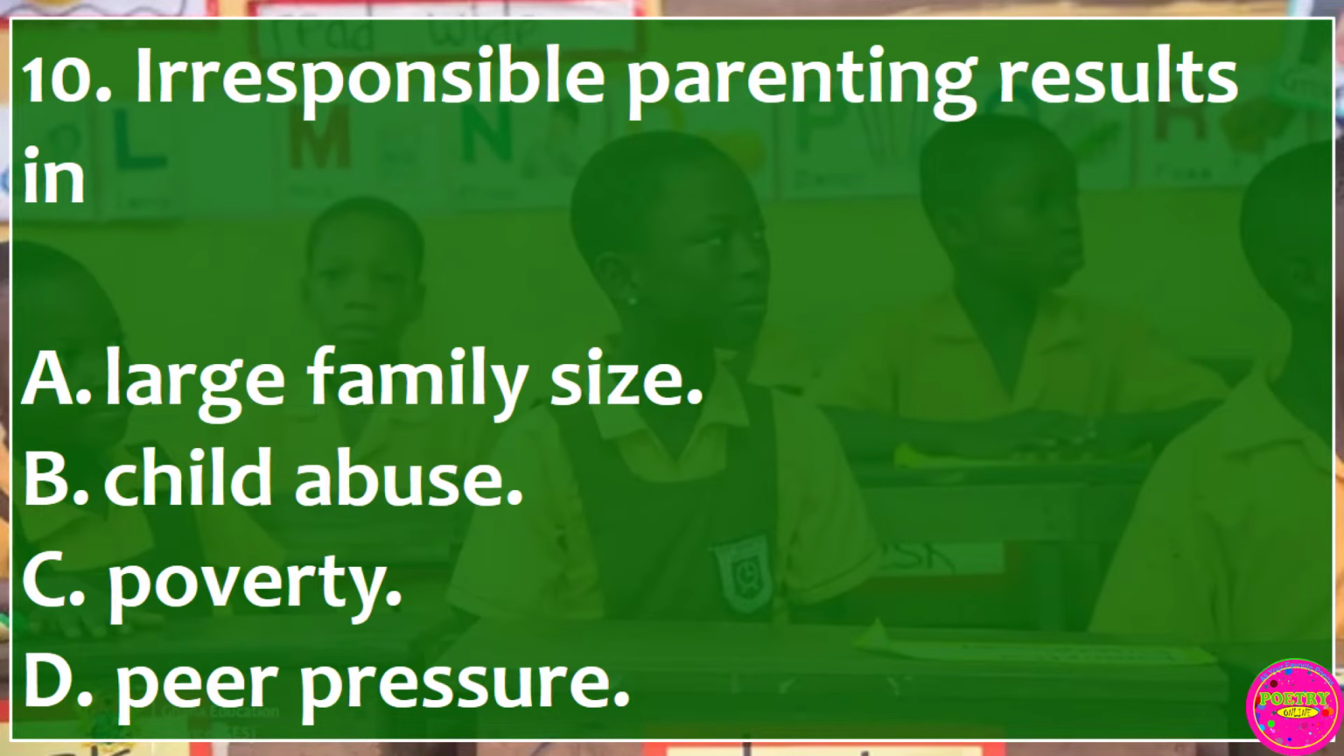Question 10. Irresponsible parenting results in A. Large family size, B. Child abuse, C. Poverty, D. Peer pressure. The correct answer to this question is B. Child abuse.